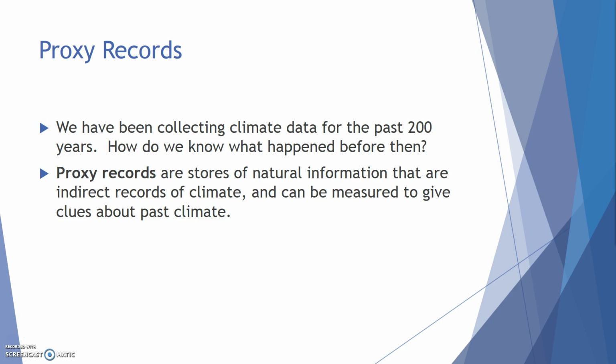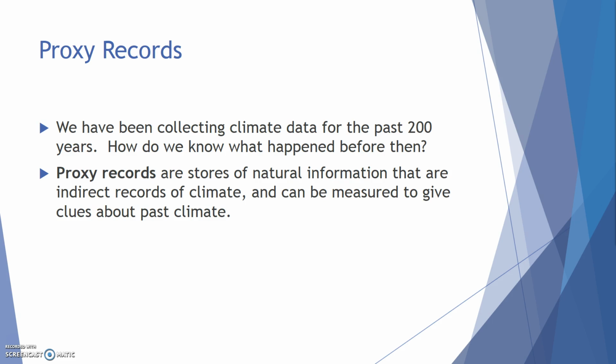So we're going to go through 3 different examples of common proxy records, and I would suggest that you make sure you know these 3, because a good exam question might be something along the lines of what are some ways in which we know the climate from before we started keeping records, and explain a couple of those ways of gathering data. So just keep that in mind as we go through this.